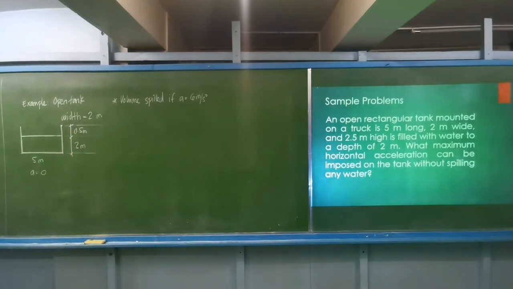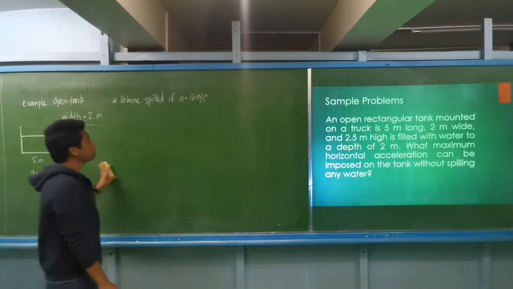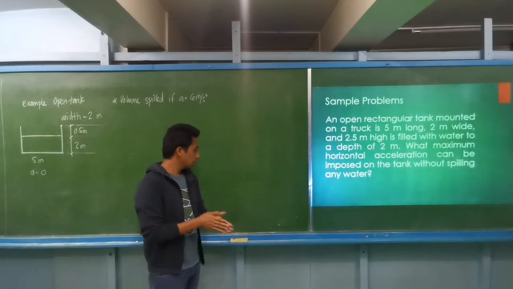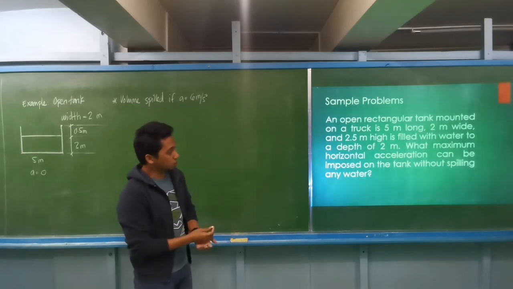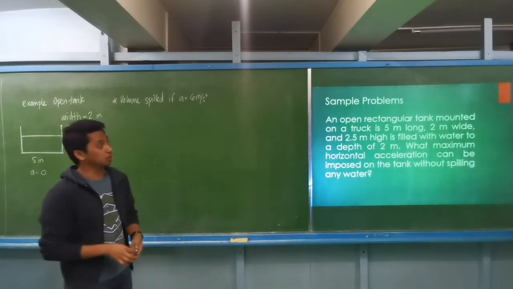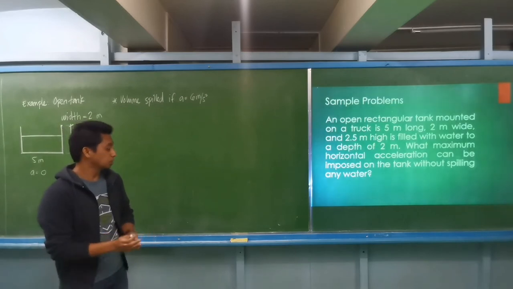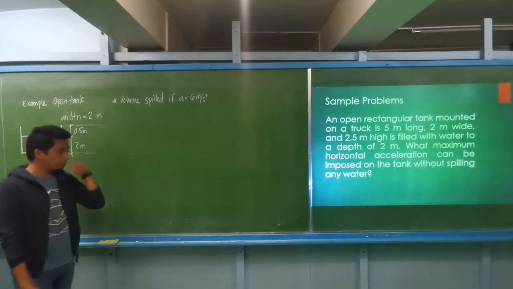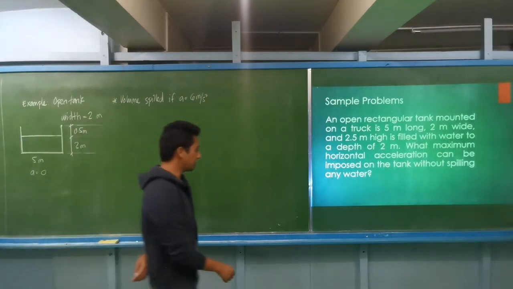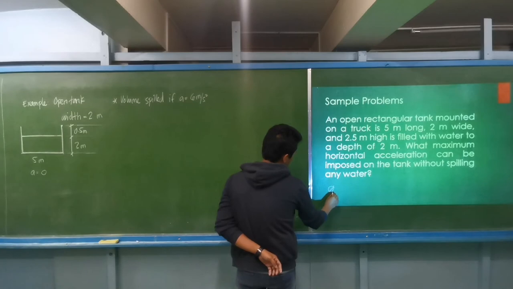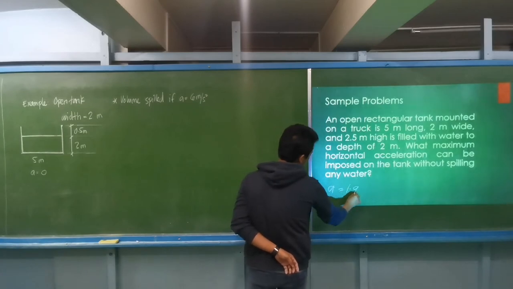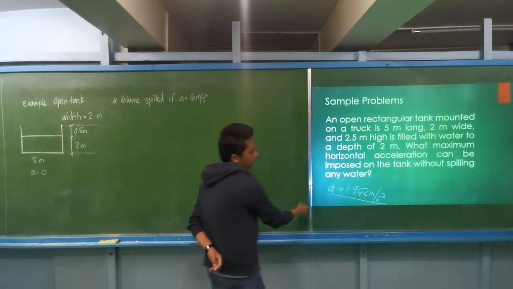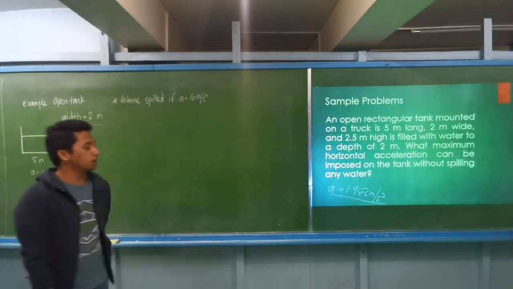So just an additional question for this problem. Usually for an open tank, sometimes the requirement is what is the volume spilled at a given acceleration. So for example, from the previous problem, we are able to compute the maximum acceleration without spilling any water. The acceleration is 1.962 meters per second squared. That will be the acceleration without spilling any water.